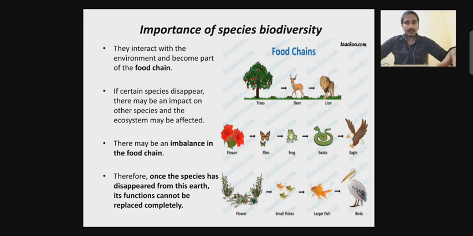Next, at last we can conclude that if one species disappears from this earth, its function cannot be replaced completely, isn't it? So obviously, as per this diagram, if the butterfly is extinct, there will be no one to pollinate the flowers, because the frogs are not going to get this pollination done, isn't it? So it is very tough to adjust or replace the work of that particular species in its absence.